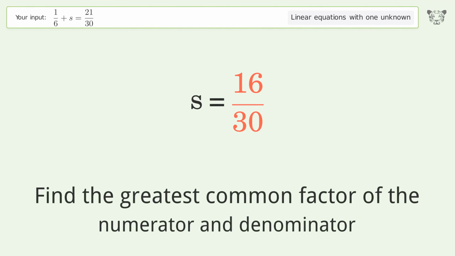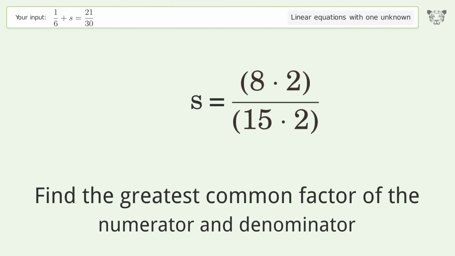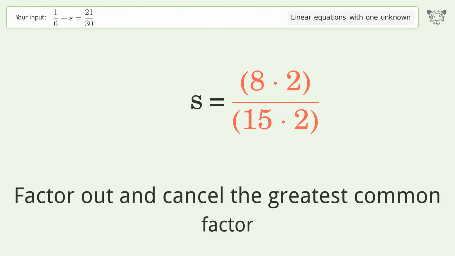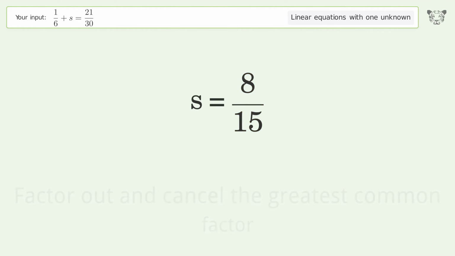Find the greatest common factor of the numerator and denominator. Factor out and cancel the greatest common factor. And so the final result is s equals 8/15.